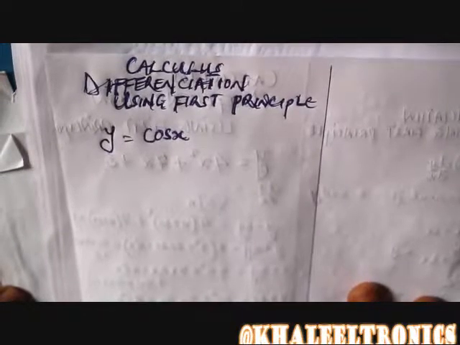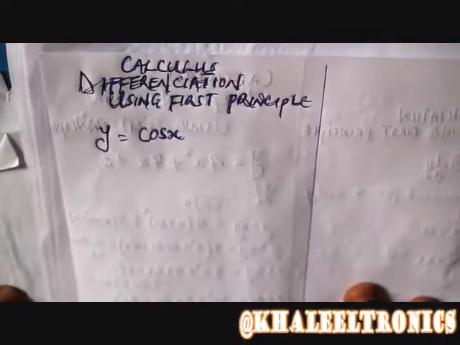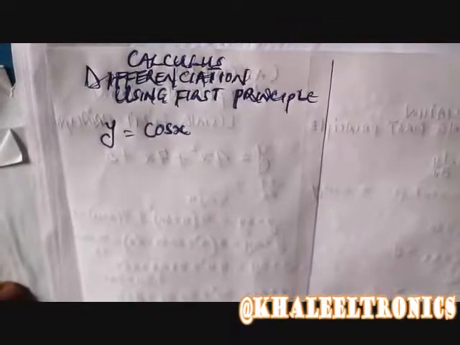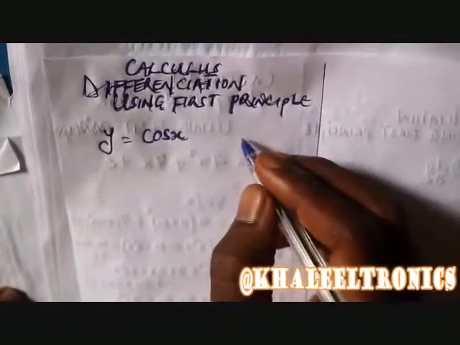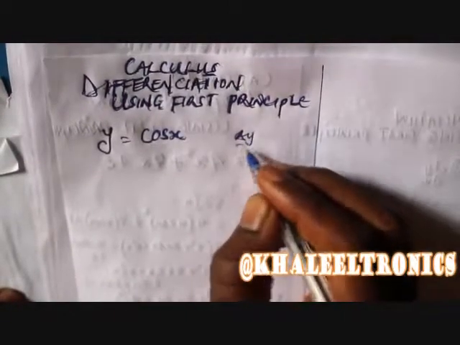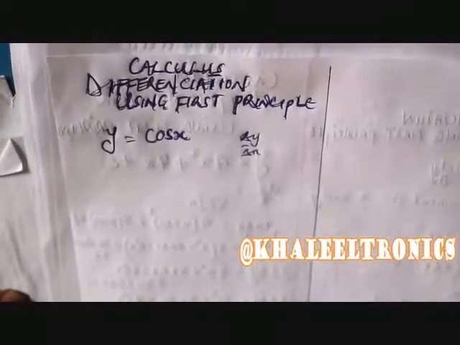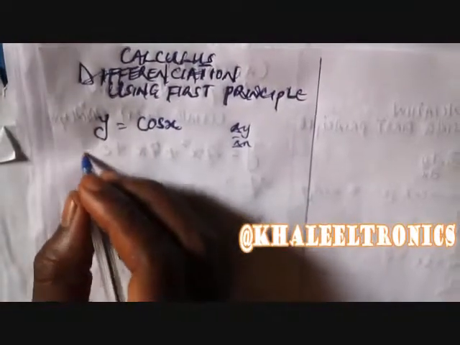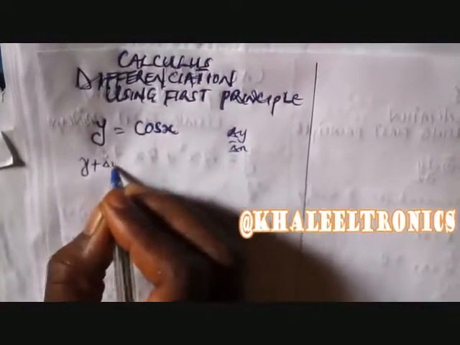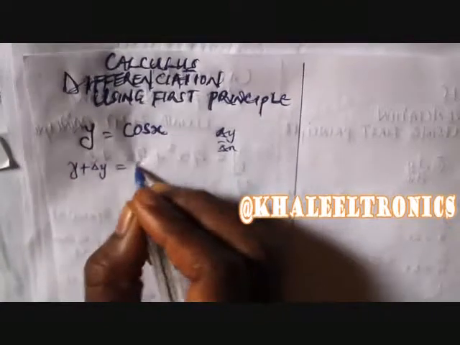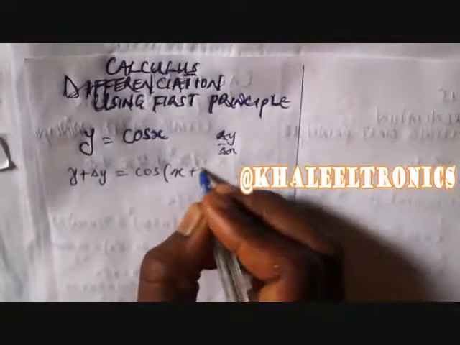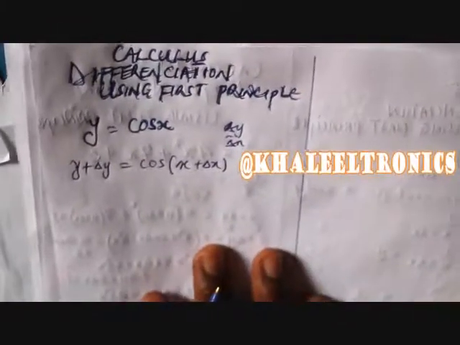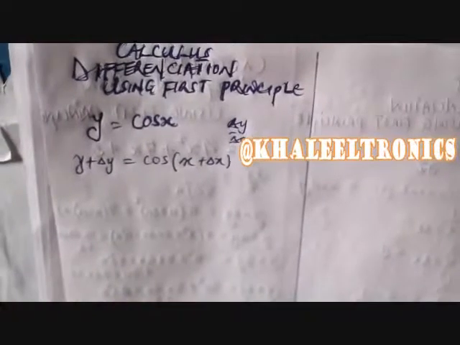So with me is another calculus using first principle. We are going to solve y = cos x using first principle. Our aim is to find dy/dx. So let's add an increment: y plus change in y is equal to cos of x plus change in x. Okay, so that is the increment for both x and y.